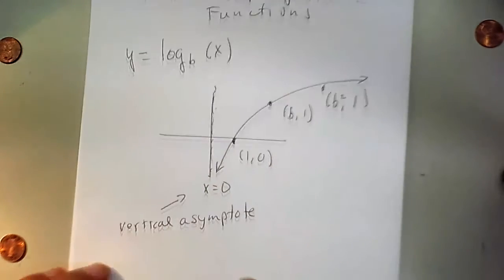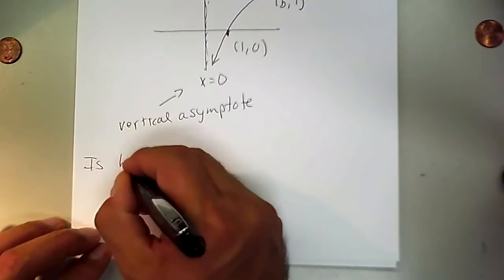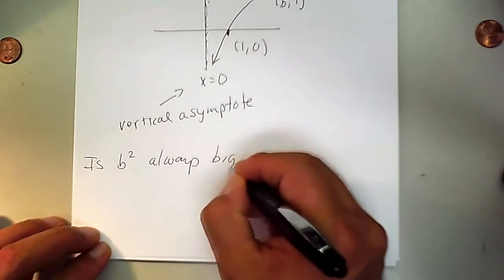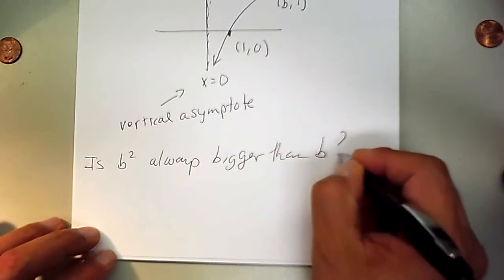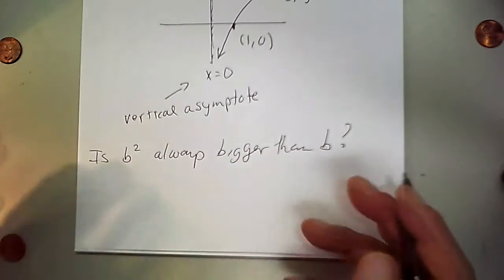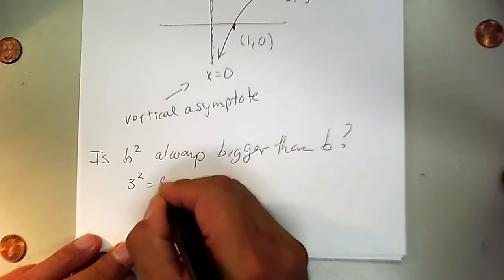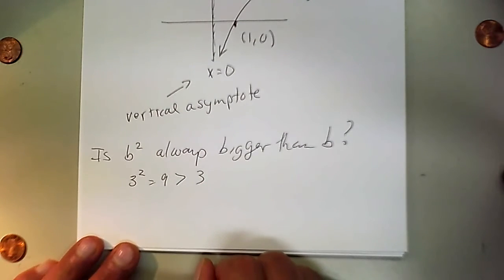And a lot of us jump to the conclusion, yes. Is b squared always bigger than b? Many of us think, of course, how can that be? 3 squared, which is 9, is certainly bigger than just the 3 without squaring it.